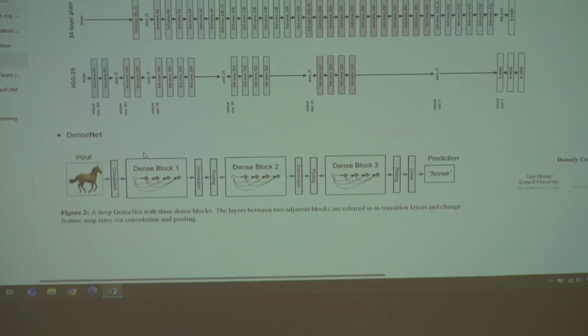An extreme case of these skip links was the DenseNet, where in each of these dense blocks you had skip links from one layer to all of the following ones. Okay, and this you've also seen in the units. So skip links is something that's universally used today.